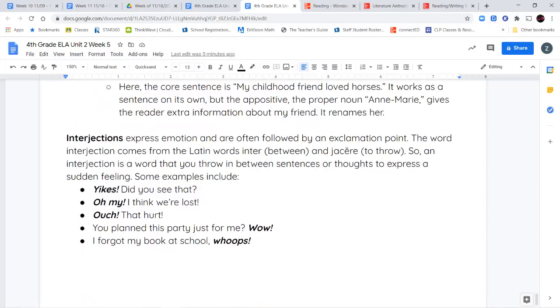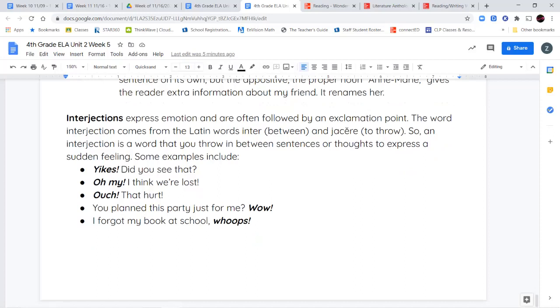Now, the last bit that we're going to talk about are called interjections. Now, interjections express a strong emotion, and they usually have an exclamation point after them. So it's usually just a word or phrase.